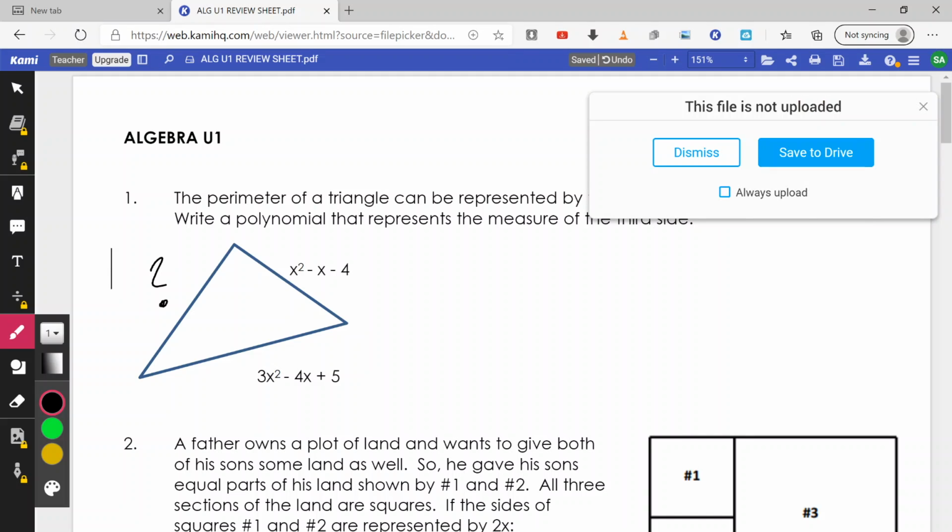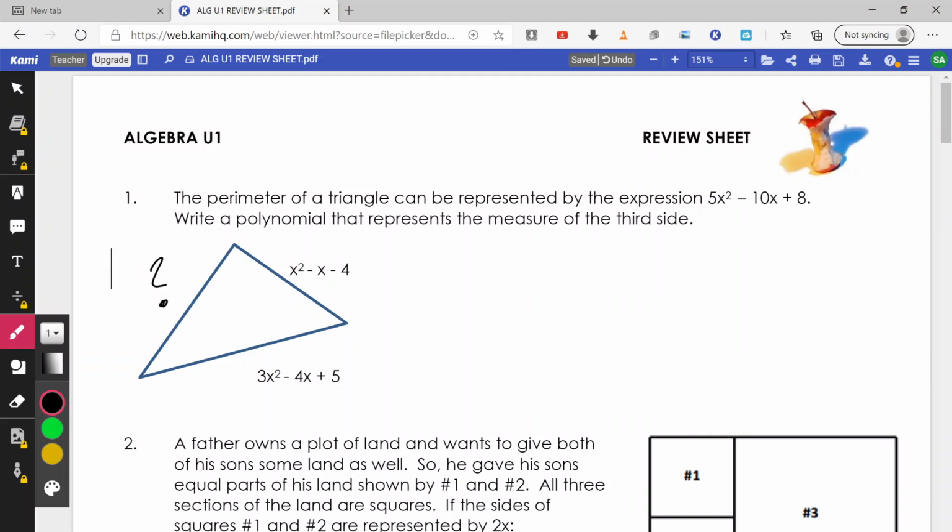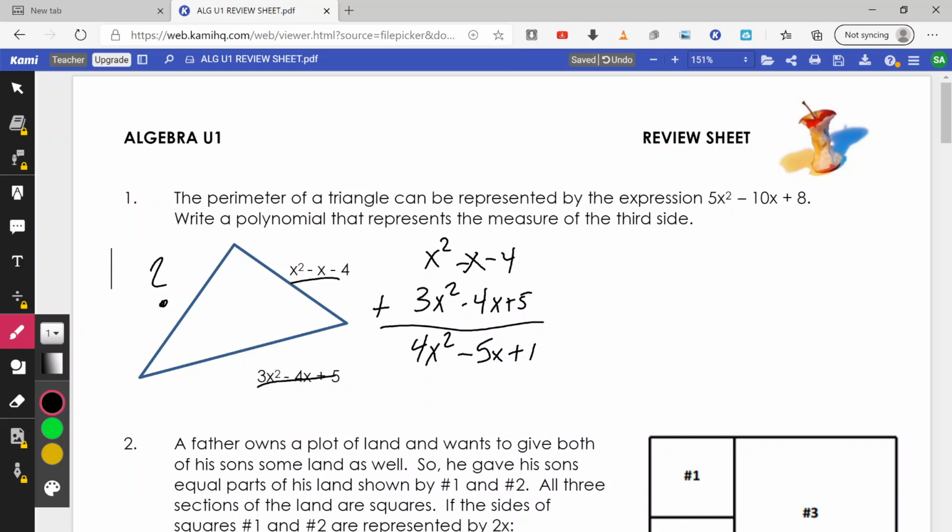So we can first add these two sides. If I take this side and add this side, I just go straight down the line. X squared plus 3x gives me 4x squared. Negative x plus negative 4x gives me a negative 5x. And then a negative 4 plus 5 gives me plus 1. So here we have how far we have gone around, these two sides so far. If the whole thing is 5x squared minus 10x plus 8, we have to get rid of these two sides in order to figure it out.